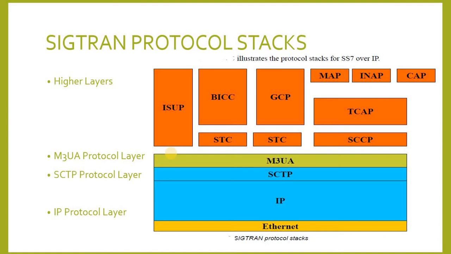IP protocol layer. The IP protocol layer provides connectionless services between IP nodes. IP routers provide normal IP routing between sending and receiving nodes. The routing paths are established and maintained through the use of routing protocols like RIP, OSPF, BGP, static routes, etc.